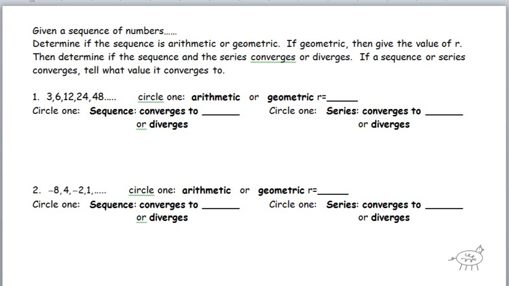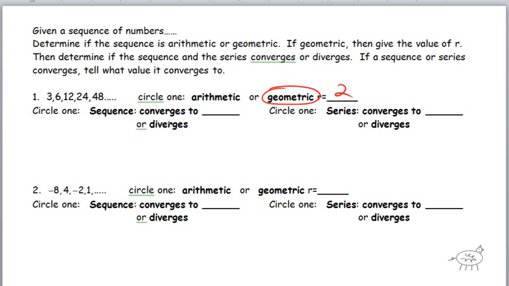Well, you can see that this goes 3 to 6 to 12. So it's going up by multiples of 2. So it's definitely geometric, and r is equal to 2. Because you can even divide it out: 6 divided by 3, 12 divided by 6, 24 divided by 12, etc. R is 2.